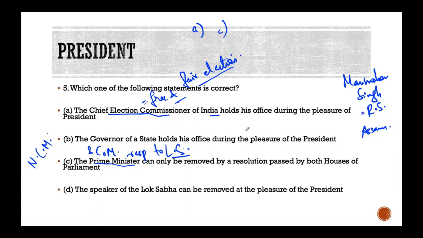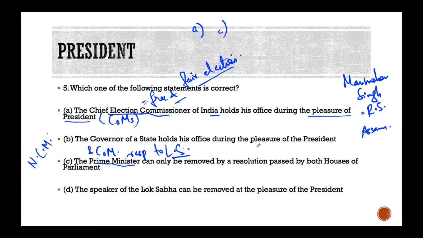Now, what if that person holds office only during the pleasure of the president? When I say pleasure of the president, what does that mean? It is the pleasure of the Council of Ministers. If the Council of Ministers can remove this Chief Election Commissioner, can this person really be an independent person who has a duty of conducting free and fair elections? No. So this person should not hold office during the pleasure of the president.